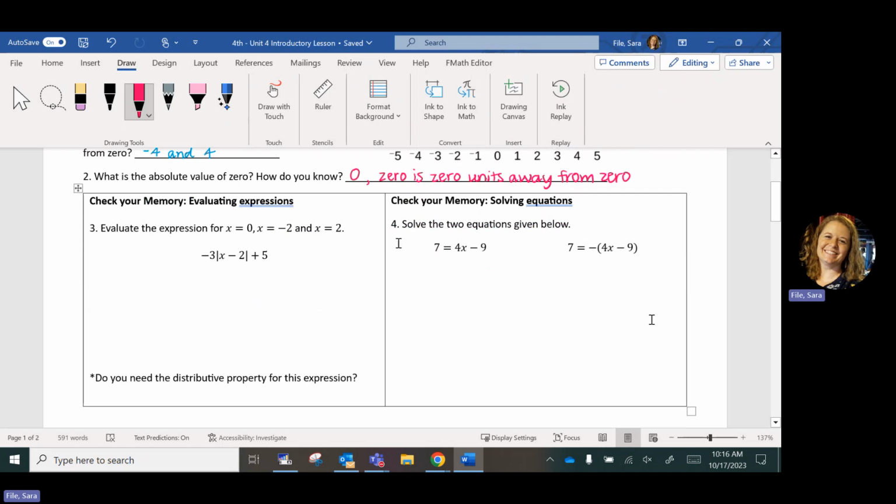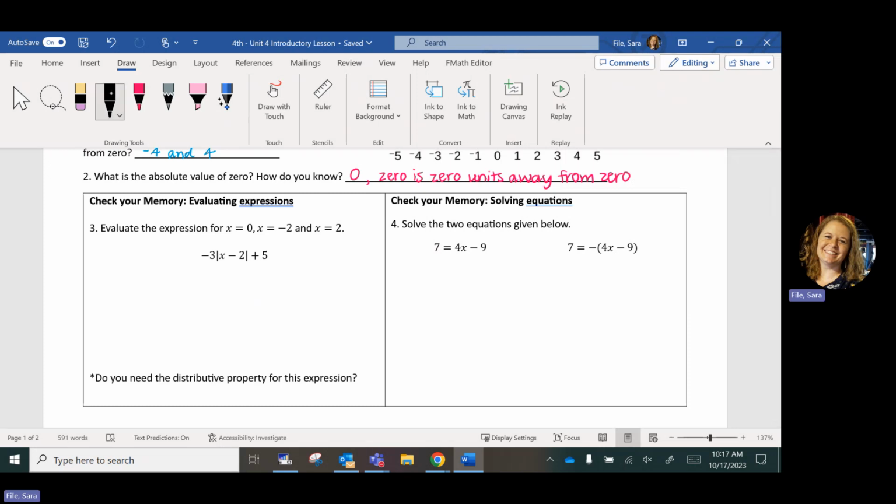All right, so the rest of this front side is really a skills check, a review. We're checking our memory to make sure we know the process for different types of things. So this first one says evaluating expressions. So we're going to evaluate.